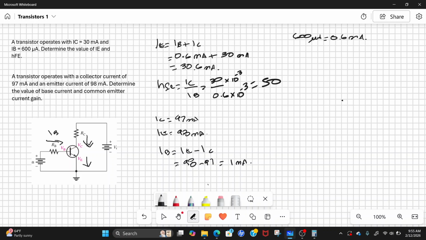All right, so the next thing is to calculate the current gain, or the HFE. By the way, in some books you find HFE, and in other books you find beta, which is this symbol here. Same thing. It is equal to collector current over base current. So that will be 97 over 1, which is equal to 97. That is the HFE, or the gain of the transistor.